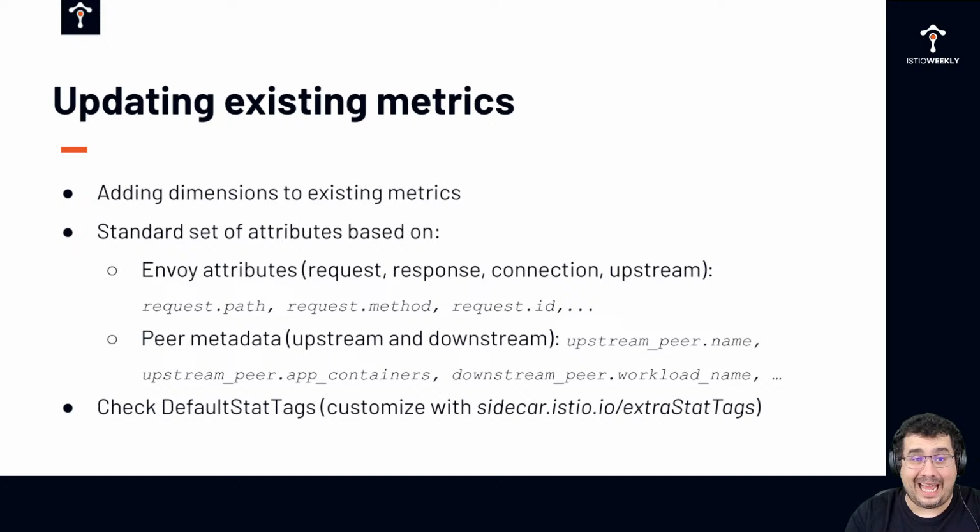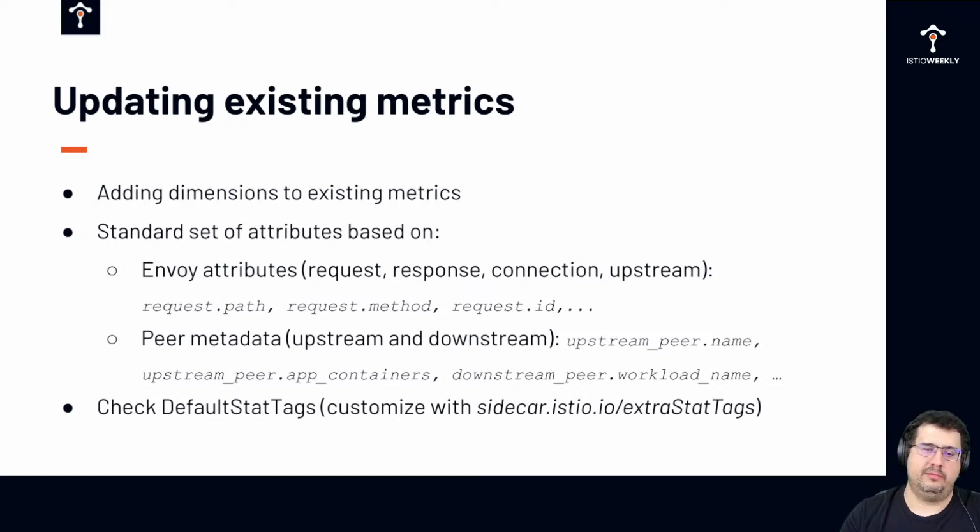So what you can do is add that request ID as a dimension to an existing metric like Istio requests total, for example. These attributes, there's a whole set of them. They're being collected by Envoy: response size, headers, request duration, connection attributes, and so on. It's all well documented. So all these attributes, we can use as values for our dimensions. Now, the second set is the peer metadata, and this is where you can get things such as the upstream or downstream pod name, namespaces, labels, and so on.